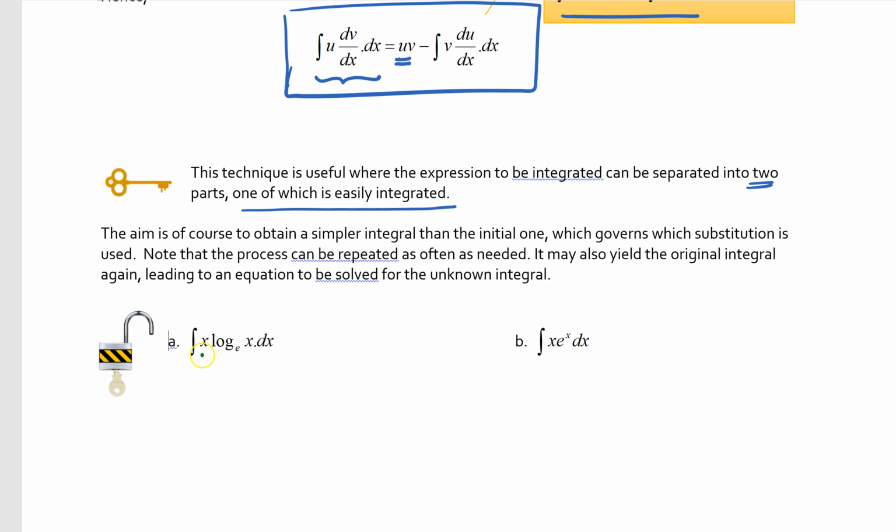Look at our two things here. We have an x and a log of x. Now we know that log of x can't be easily integrated. In fact, to date, we would say that it can't be integrated at all. So that makes our choice of what to work with relatively easy.